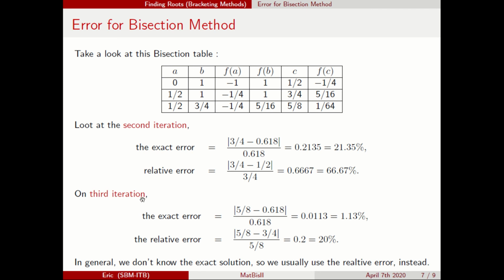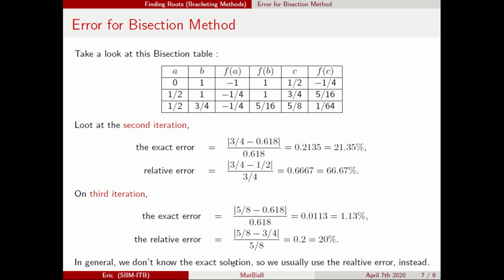So what about the third iteration? This is the third iteration, the third row: the third approximation, second approximation, first approximation. The exact error is the third approximation, 5/8, minus the exact value, divided by the exact value. This will give you 1.13%. And what about the relative error? It is the difference between this approximation and the previous approximation, 3/4, divided by the latest approximation, 5/8. So it will give you a 20% error.